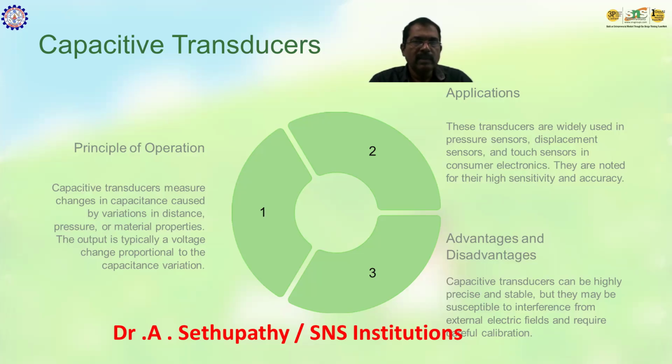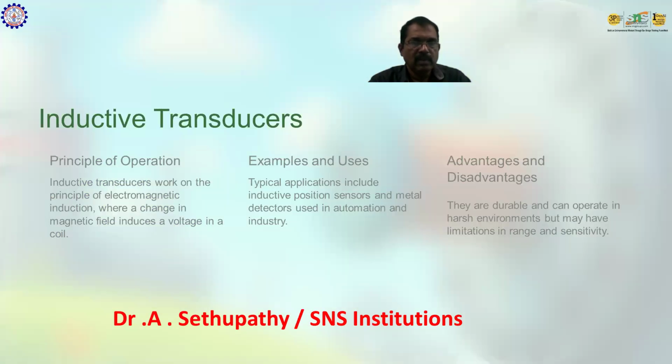The advantage of the capacitive transducer is that it is highly precise and stable. The disadvantage is that it is susceptible to interference from external electric fields and requires careful calibration. Calibration is very important for capacitive transducers. Another type is inductive transducers.